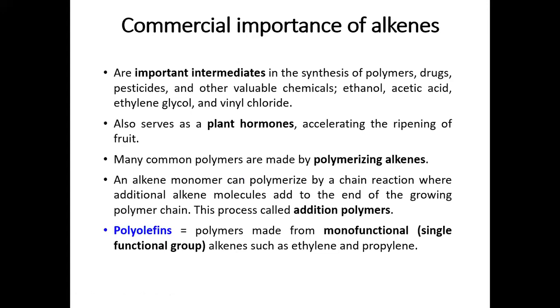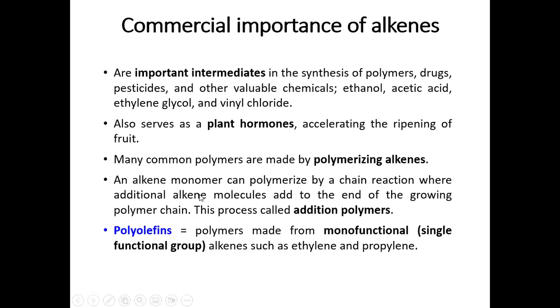So now we look at the commercial importance of these alkenes. They are important intermediates, for example, used in the synthesis of polymers, drugs, pesticides, and other valuable chemicals: ethanol, acetic acid, ethylene glycol, and vinyl chloride. And I'm sure you know more about ethylene, which is used as a plant hormone to accelerate the ripening of fruit, right? It's also used as a common polymer through polymerizing the alkene.